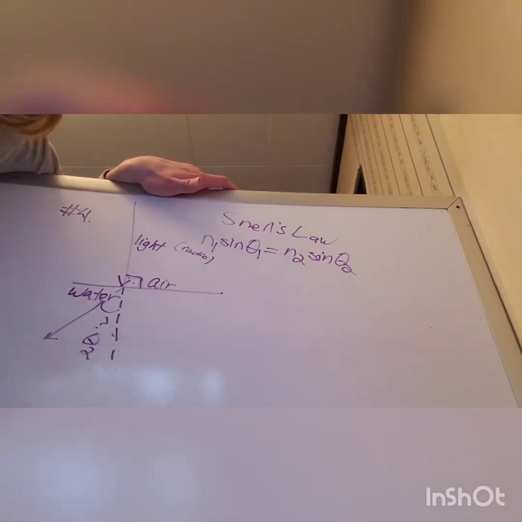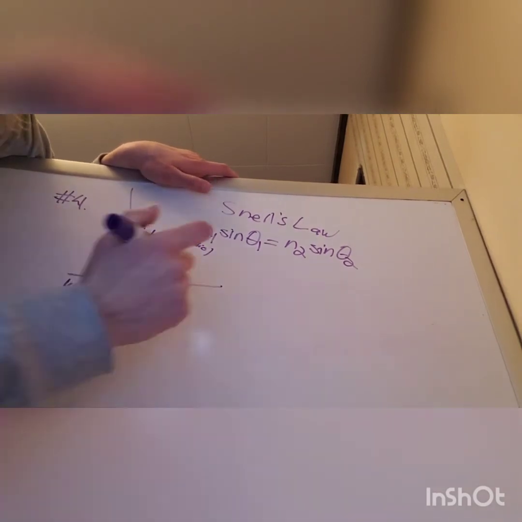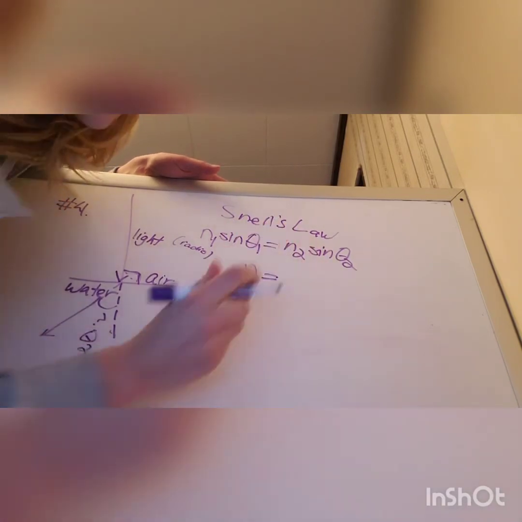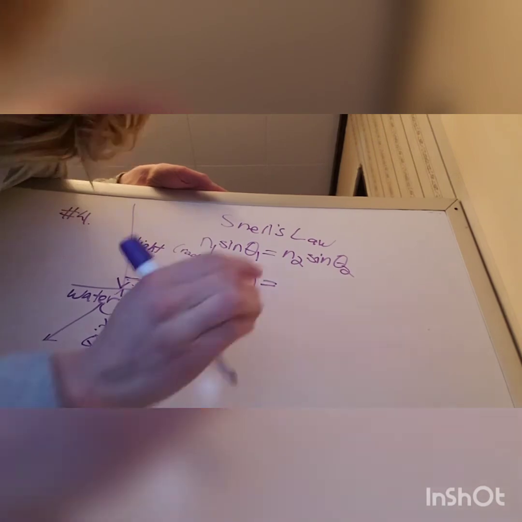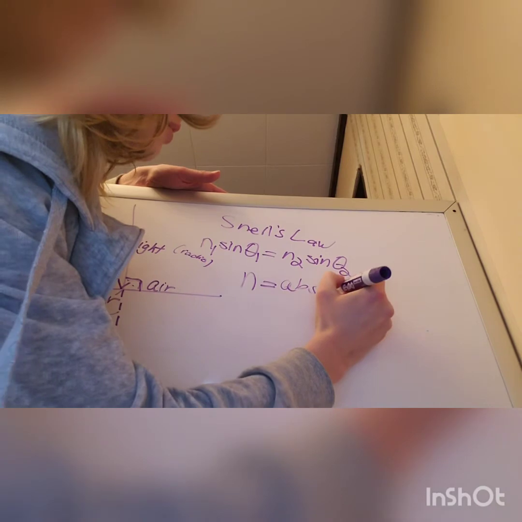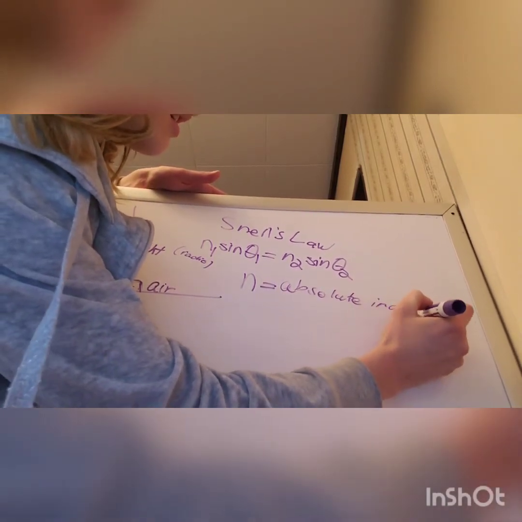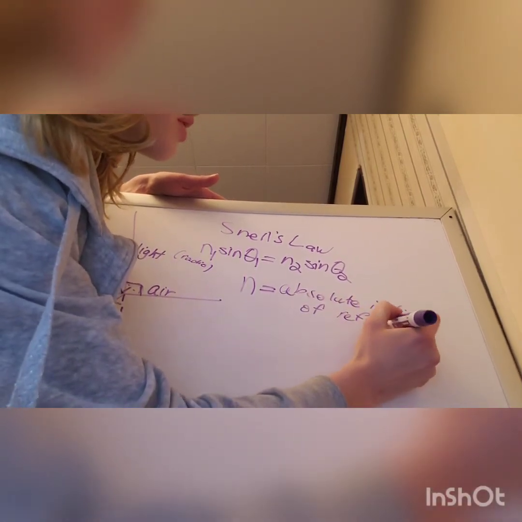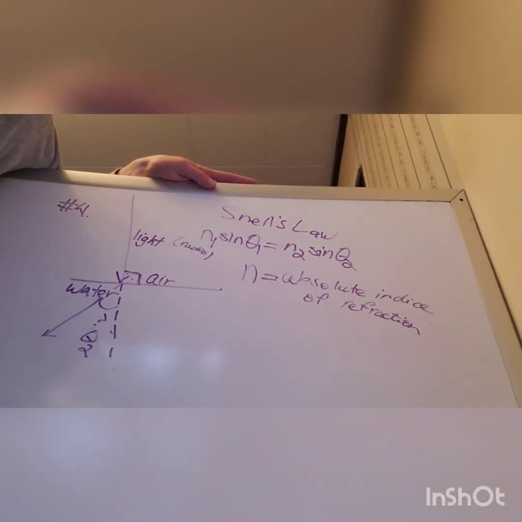This angle, I don't know, but I would have to draw it, right? So let's figure out what that angle is. My N1, first of all, N represents, let me put this up in your reference table, an absolute index of refraction. Refraction is when light slows down as it goes from one medium to another. So that's what N is.